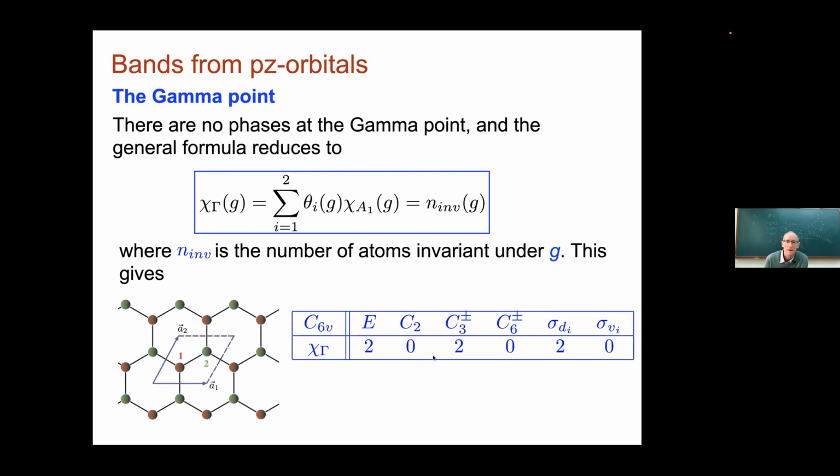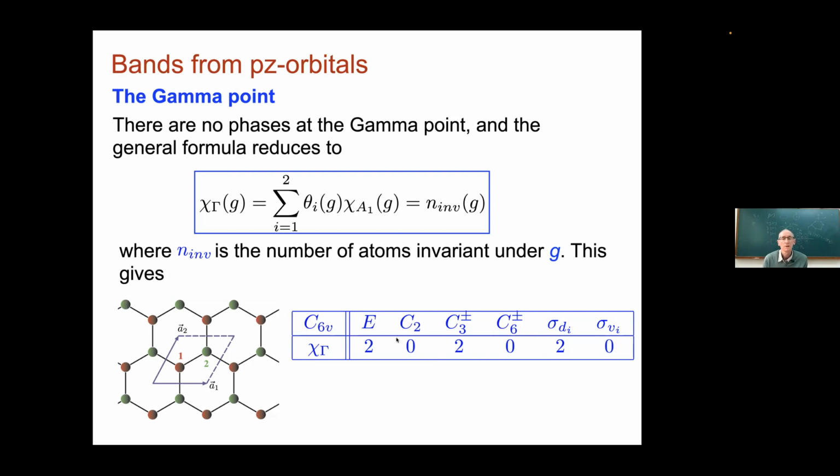So that's invariant. C2 takes 1 into 2. So this is not invariant. The same is true for C6. However, C3 takes this into this, which is equivalent, etc. Okay. When you remember this plane, and this plane, which are the CD planes, take 1 into 1, 2 into 2, so I get a 2, etc. So it's very simple in this case because there are no phases. Okay. So all I have to do now is this representation.